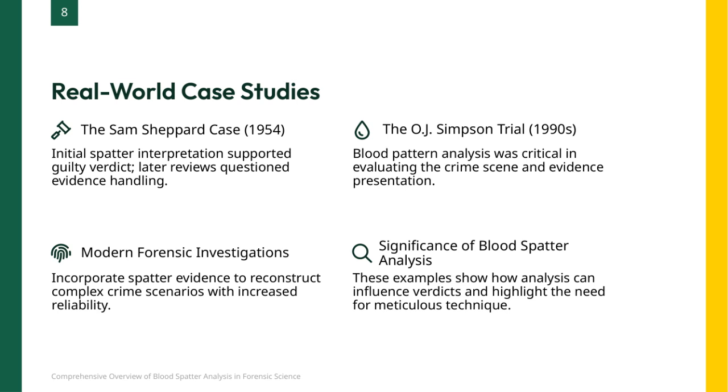Moving on to the O.J. Simpson trial in the 1990s, blood pattern analysis played a vital role in evaluating the crime scene and presenting evidence in court. Today, modern forensic investigations use spatter evidence to reconstruct complex crime scenes with much greater reliability, helping to piece together what really happened.